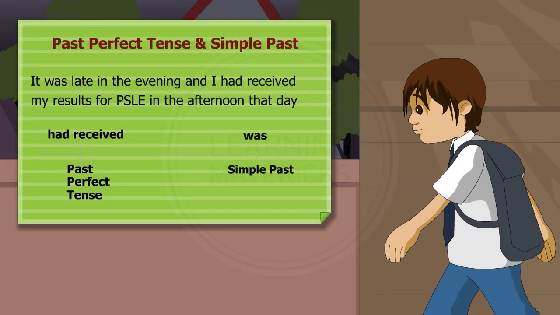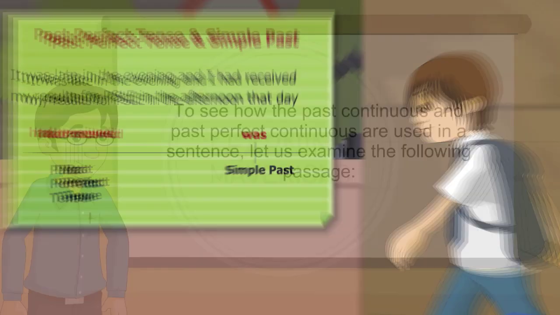In the sentence, it was late in the evening and I had received my results for PSLE in the afternoon that day, you will see that there are two types of past tenses used. The first is the simple past tense, as it is was, the simple past verb of to be. In the same sentence, had received is also used, which is the past perfect tense. This tells us that the action of had received happened before the to be state of being late in the evening. When you see the timeline, you'll notice that had received happened earlier than the was action.